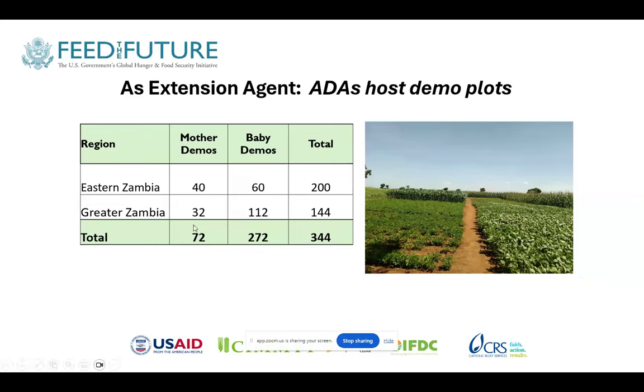72 mother demo plots, and 272 baby demos. Total is 344. That is just a picture that was taken recently in one of the districts, in Lundazi.